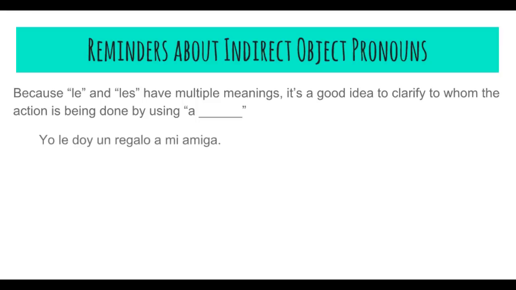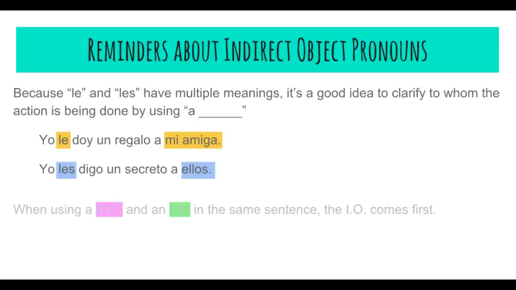Here's an example. I could say, yo le doy un regalo a mi amiga. Or yo les digo un secreto a ellos. So in these sentences, the le is representing my friend, mi amiga. The les is representing them, ellos. So the a mi amiga and the a ellos is not required if you already know that I'm talking about giving something to my friend or telling a secret to them. But if you're not sure who I'm giving the gift to or who I'm telling the secret to, then it's a good idea to include that clarification.